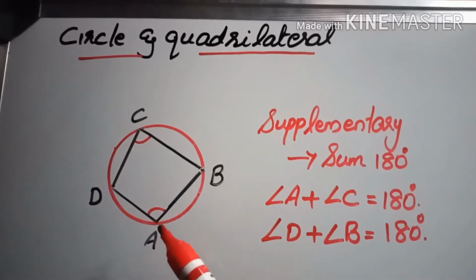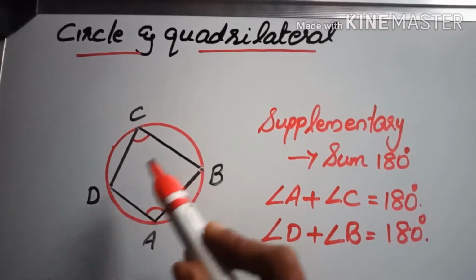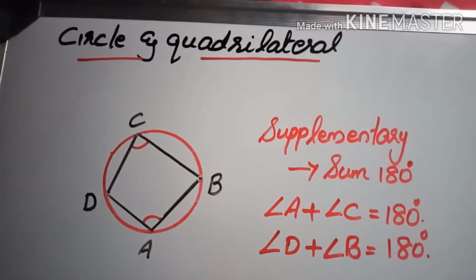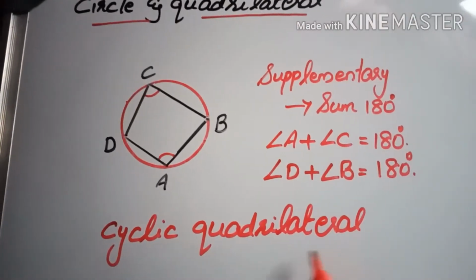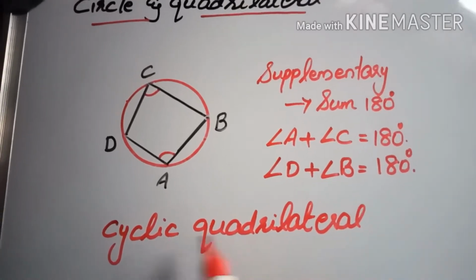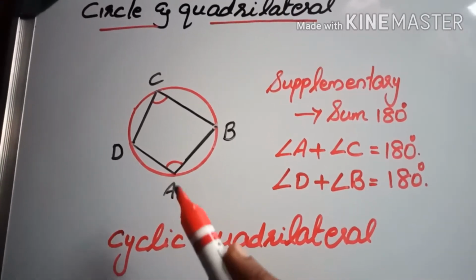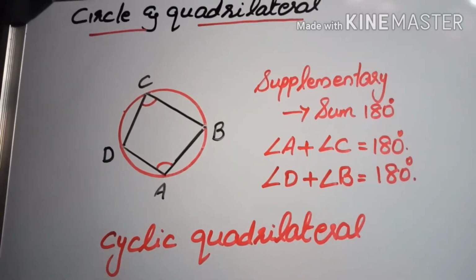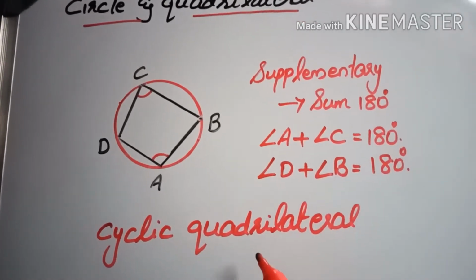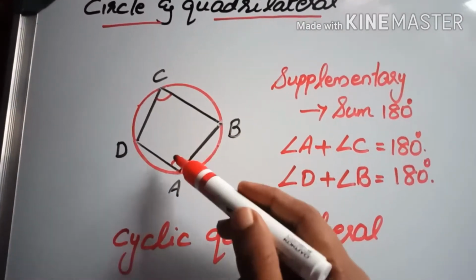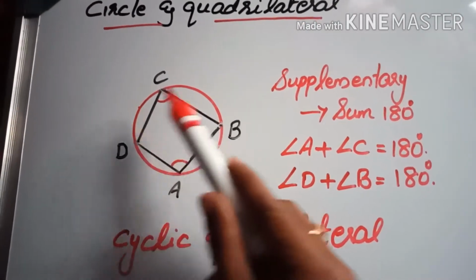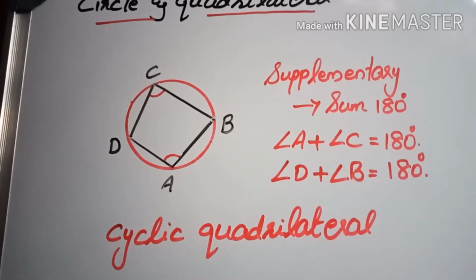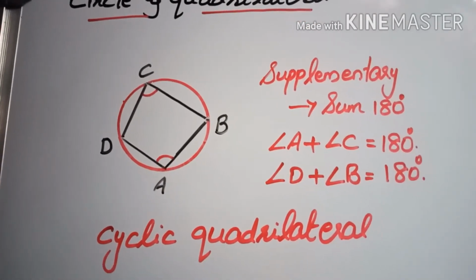And one name is there for this type of quadrilateral. Okay, the name is cyclic quadrilateral. So, cyclic quadrilateral means if opposite angles are supplementary, then also we can say that that quadrilateral will be a cyclic quadrilateral. Because if opposite angles are supplementary, we can draw a circle like this, with all the four sides touching the circle. Like that, we can draw a circle for that quadrilateral.